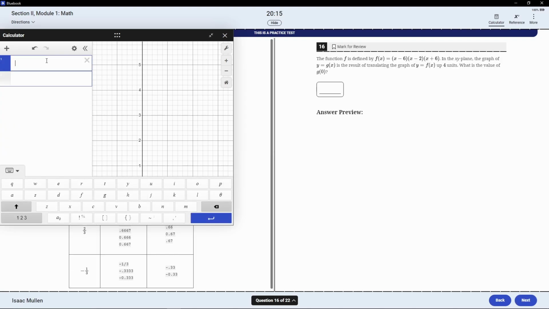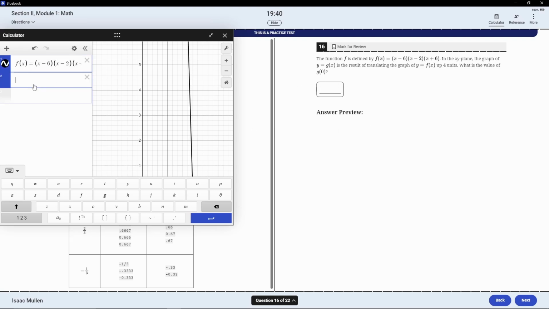The function f is defined by f of x is equal to (x minus 6)(x minus 2)(x plus 6) in the xy-plane. The graph of y equals g of x is the result of translating the graph of f of x up 4 units. What is the value of g of 0? Well, let's do this. f of x is equal to x minus 6 multiplied by x minus 2 multiplied by x plus 6.